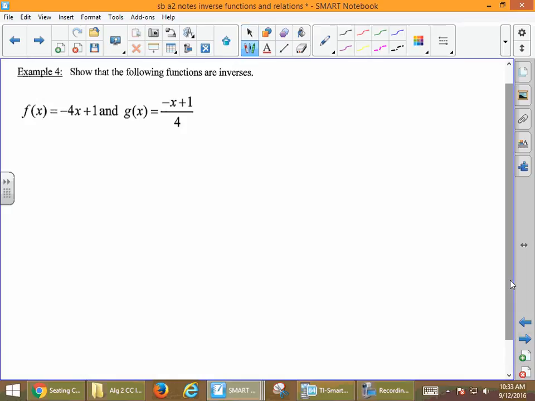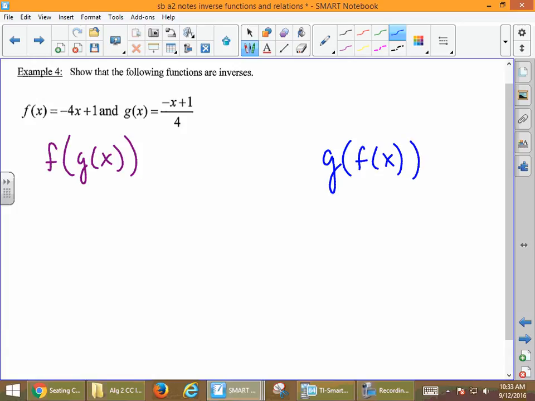We want to figure out what f of g of x equals. And when we're done with that, then we want to figure out, well, what does g of f of x equal each time. Well, we're going to fill in our g of x, which is negative x plus 1 divided by 4. We're starting farthest to the right. We're going to take that value and we're going to put it back into our f function, which is negative 4x plus 1.